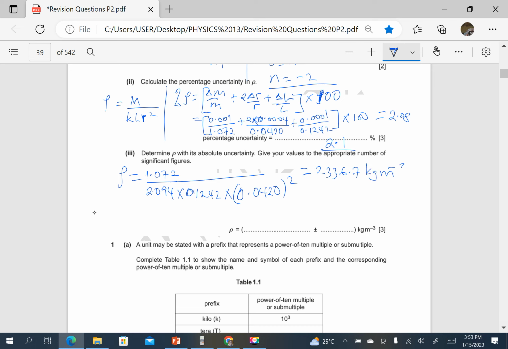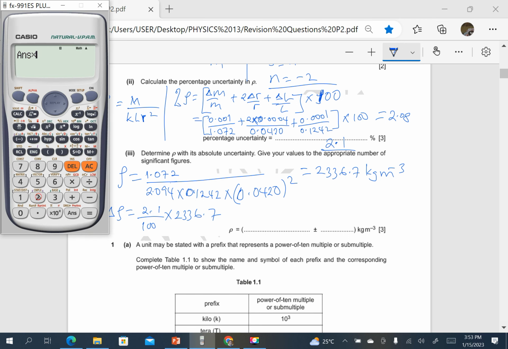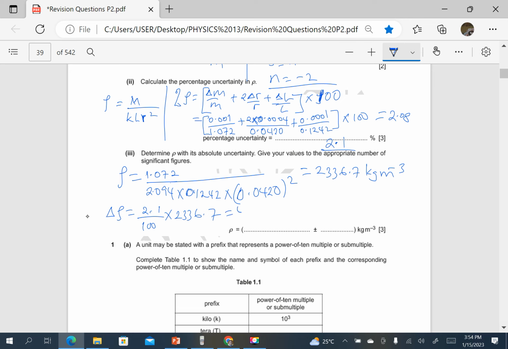So the absolute uncertainty in density is going to be the percentage, which is 2.1 divided by 100 times 2336.7. So I'll just say times 2.1 divided by 100, which is 49, approximately 50. So this is 49, approximately 50 to one significant figure. So it is a whole number ending with 0. So I'll write this as a whole number ending with 0. So it becomes 2340.